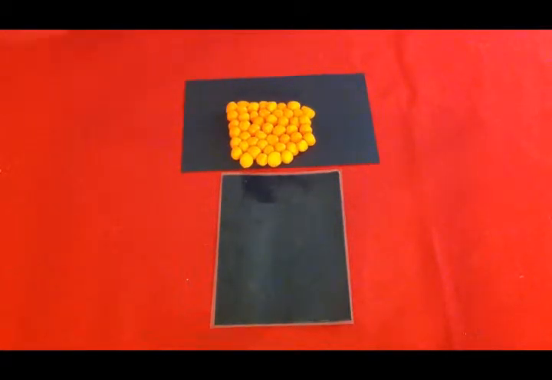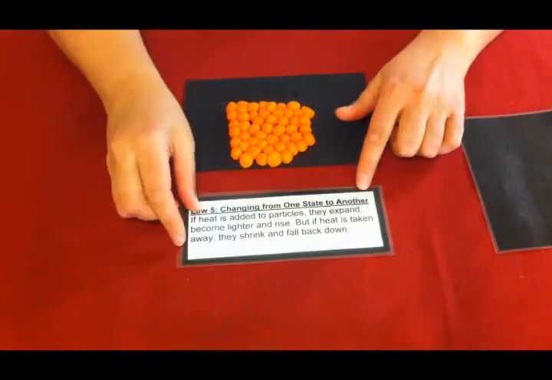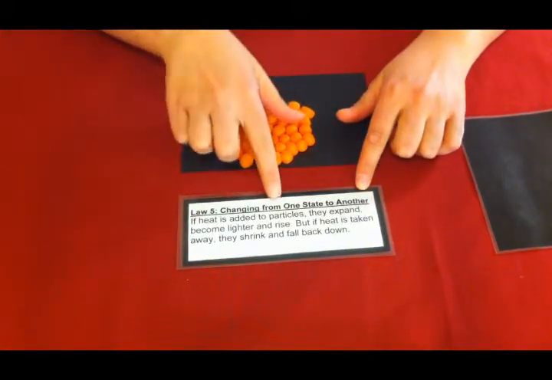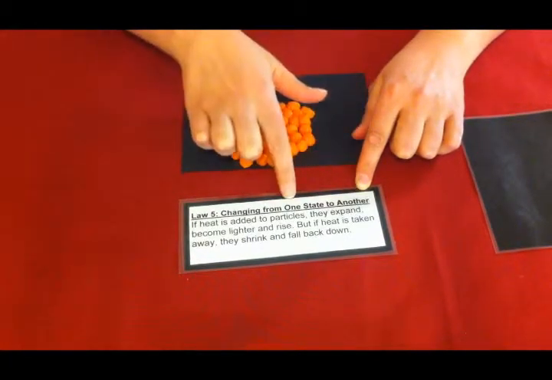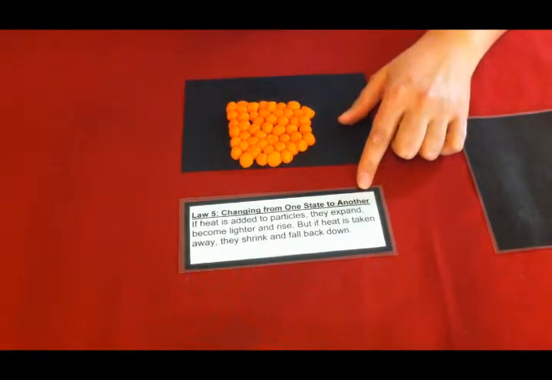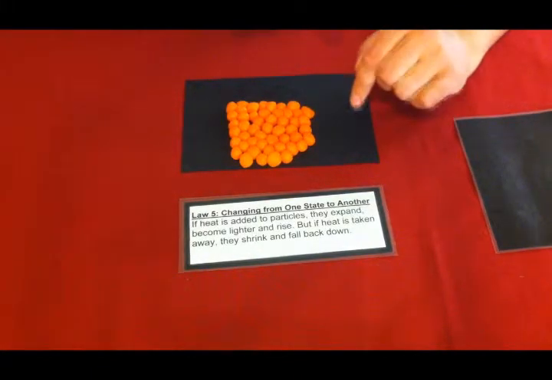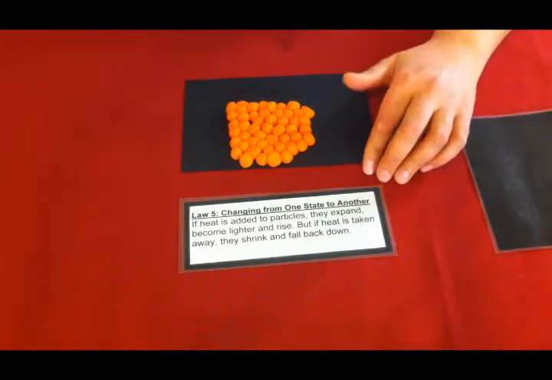So that's what happens when we talk about law number 5. When we say that particles change from one state to another, we're talking about solids turning into a liquid when heat is added, liquid turning into a gas when heat is added. And then turning that backwards, we could say when heat is taken away, gas turns into a liquid, and a liquid turns into a solid.